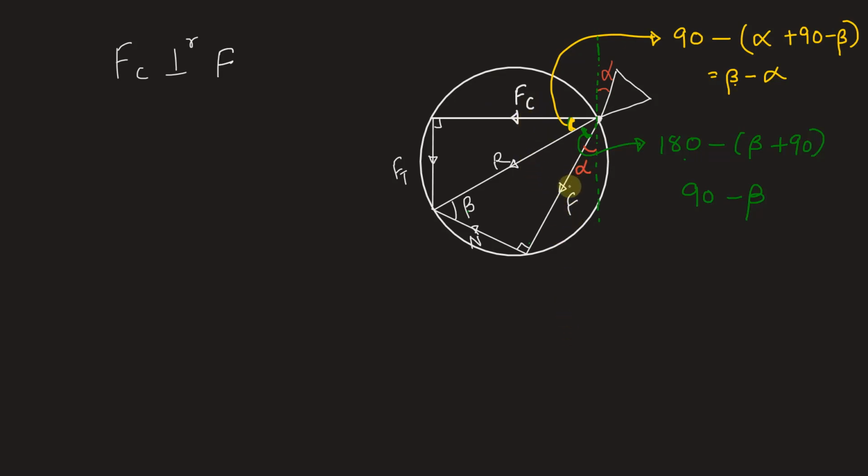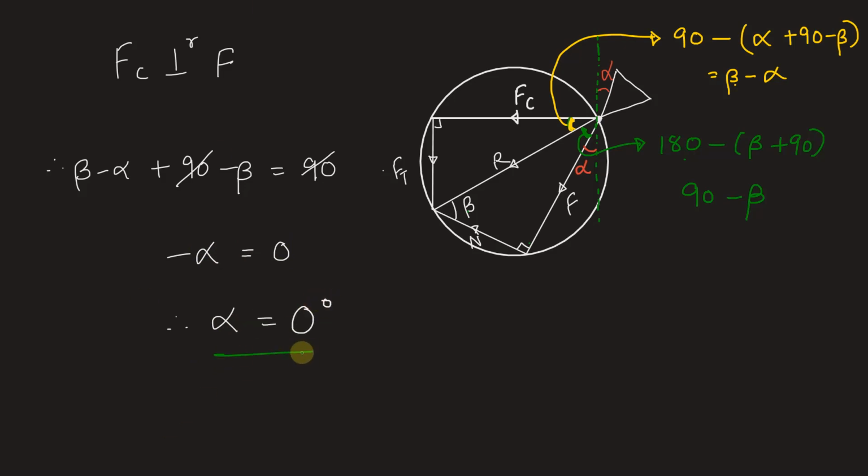This is a general diagram in which we did not show Fc perpendicular to F, but for a condition where Fc will be perpendicular to F, sum of the yellow angle and the green angle should be 90 degrees. So therefore we have beta minus alpha plus 90 minus beta should be equal to 90. From here 90 from both sides cancels out, and beta minus beta is also 0. So we have minus alpha equal to 0. That is nothing but alpha will be equal to 0 degree. So we have the rake angle value to be 0 degree.